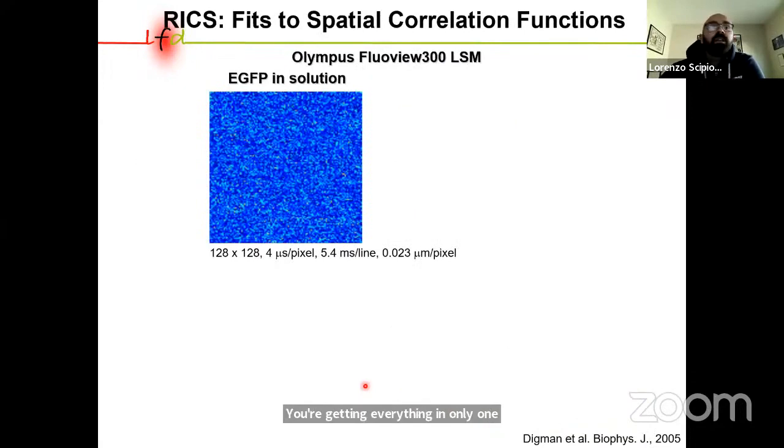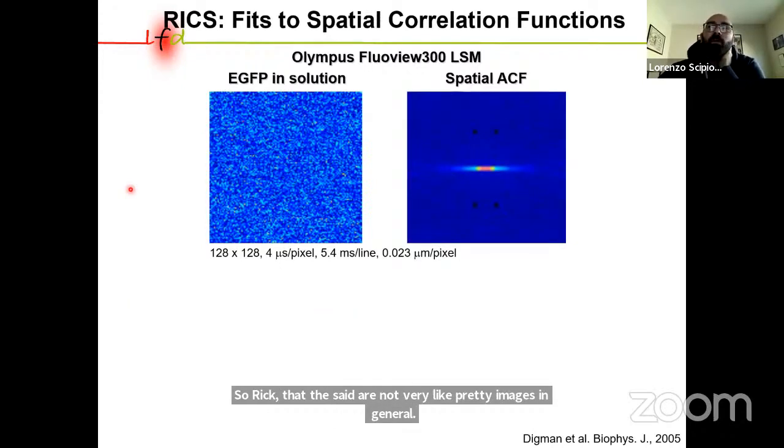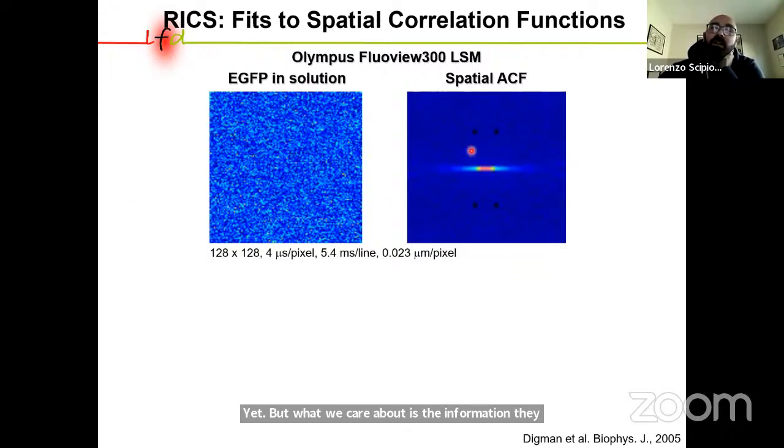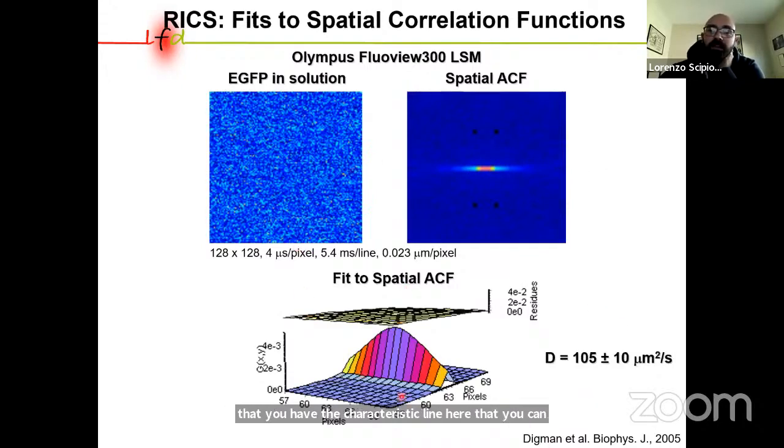So I talked about fitting. Let's see an example. This is GFP in solution, right? As you can see clearly, RICS datasets are not very pretty images in general. But what we care about is the information they carry. Once you do your spatial autocorrelation function, you see that you have the characteristic line here that you can fit, and then you get the diffusion coefficient that you would expect from free GFP.